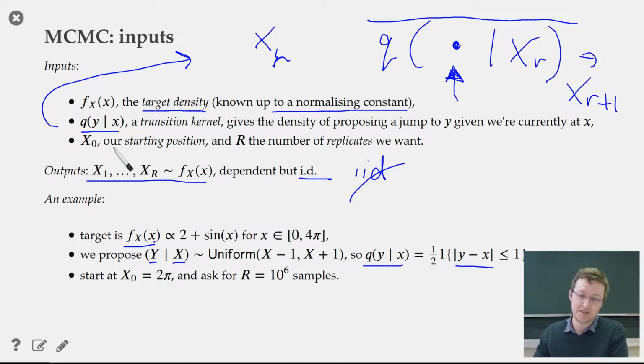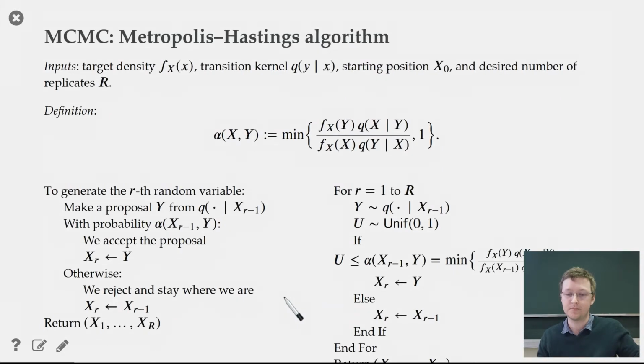And then, same as every other algorithm, we need to say where we are starting and how many replicates we want to create. Where we start is not super important, as we'll soon see, but it does have an influence on how your algorithm progresses. And R is just some big number.